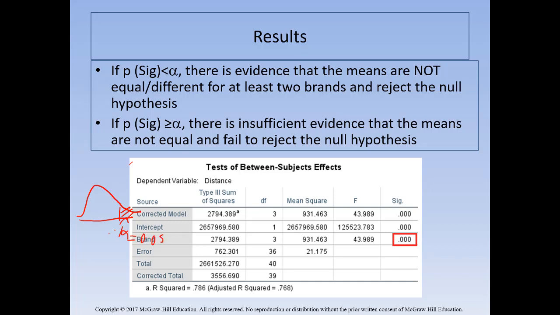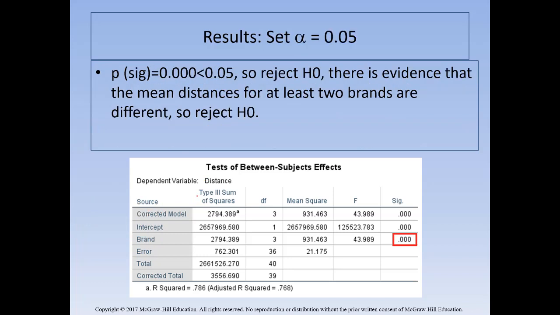Then that's my critical F value here. Then my actual F value is way to the right. We're very easily in the critical or the rejection region. Okay, so here we go. P equals 0.000, which is less than 0.05. So we reject H0, and there's evidence that the mean differences for at least two of the brands are different. So we reject H0.